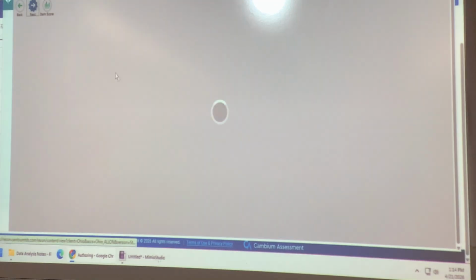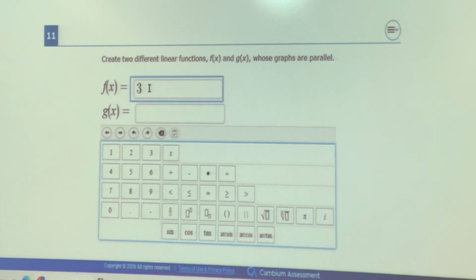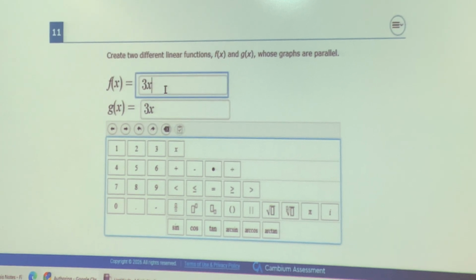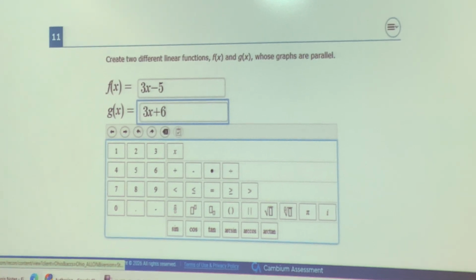Going to question number 11. Here we see the keyword parallel. Parallel means it has the same slope. So you just pick a slope and then they just have to be slightly different on the y-intercepts.